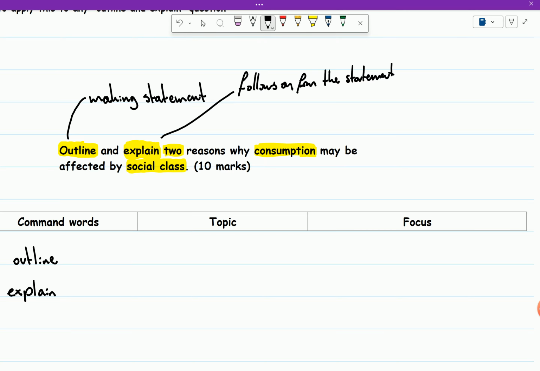That's the thing that we are trying to explain. And then the focus is on social class because we're looking at how social class affects consumption. But social class could have just as easily have been gender, for example. We're looking at how this concept of consumption alters depending on the social class or the focus. That's pretty much it in terms of breaking down the question.